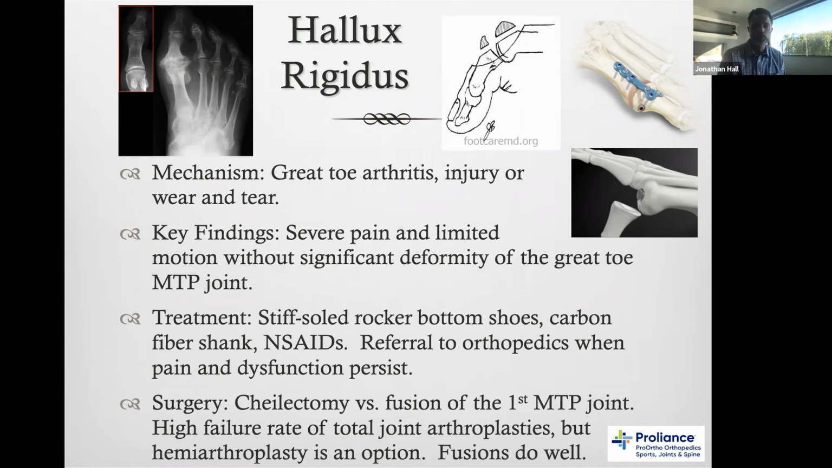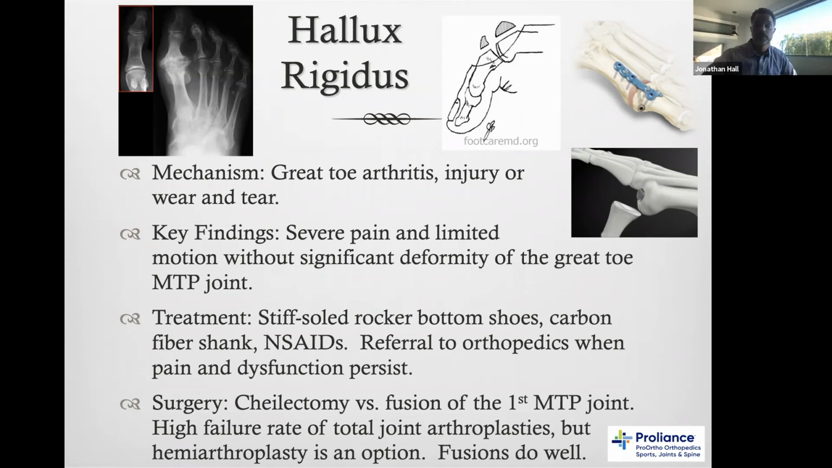So the first thing that we do once we identify that is we try to change your shoes. We say, well, what are you wearing? Can we stiffen up your shoe? Can we get you into a rocker bottom shoe? Something that we can put into your shoe, get you a carbon fiber foot plate, or find something that stiffens your toe box of your shoe and keeps your big toe from having to move. Once we can do that, then hopefully you can get along with your life.